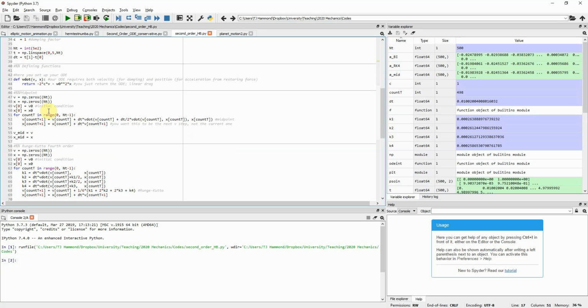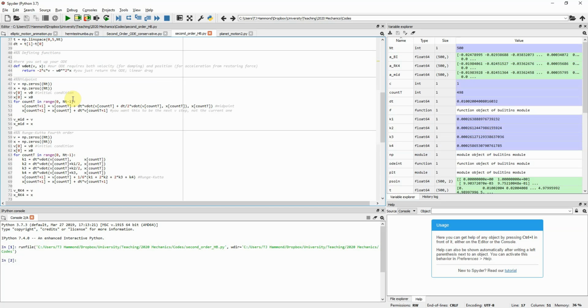Okay, so now we have our second order velocity dependent ordinary differential equation, and so our derivative of our velocity with respect to time, so v dot, is going to be both a function of v and x, and so we need to return this differential equation, so minus 2 times c times v minus omega naught squared times x. And so this is just the differential equation as we saw before in the slides. So we can solve this using the midpoint integration method.